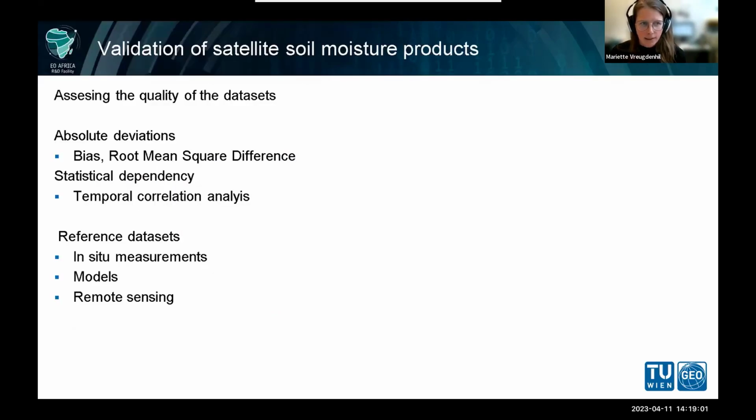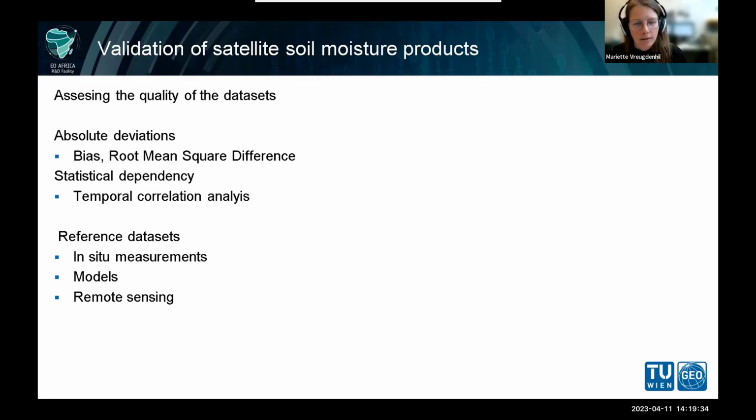But the first thing is that it doesn't only depend on the spatial resolution, the temporal resolution, and the length of the time series. What's also important is that you know what the quality of the data sets is and what the strengths and weaknesses are, especially how they relate to the region I'm looking at and also my application. So validation of the satellite soil moisture products before you use them is very important.